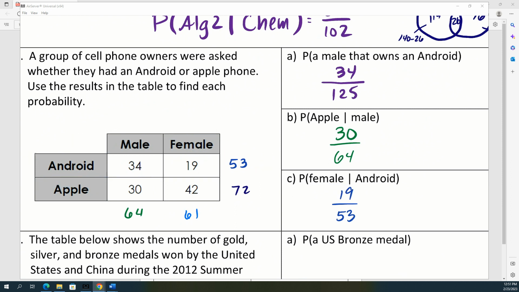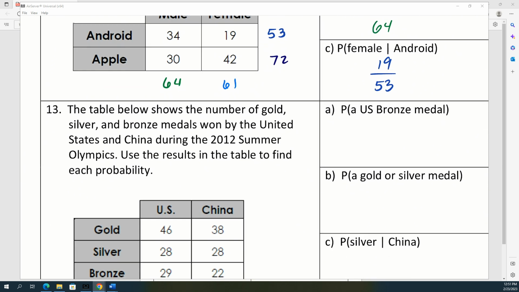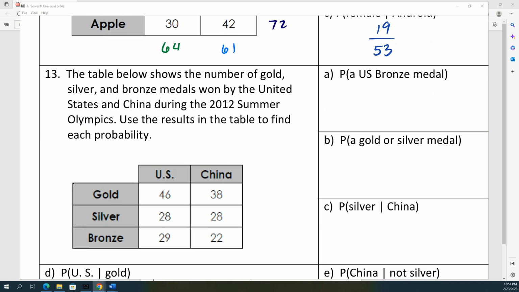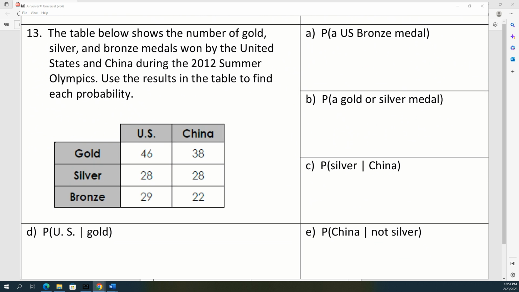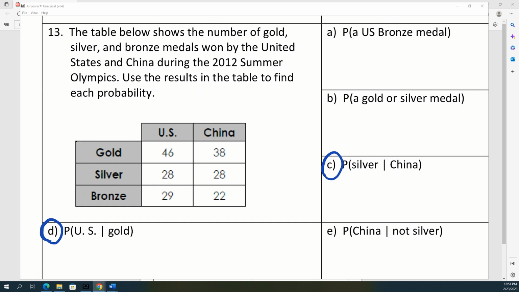Okay. And then this last table, we're not going to do all of these, but this table shows the number of gold, silver, and bronze medals won in the United States and China during the 2012 Olympics. We're going to use the results to find each probability. So let's just do C and D. Why don't you guys try to do those on your own? Just C and D. Don't worry about the others.